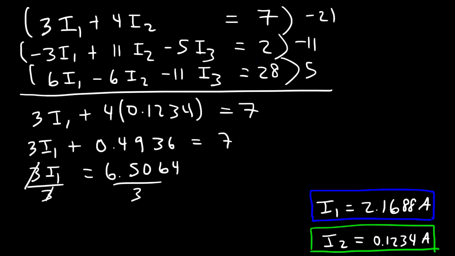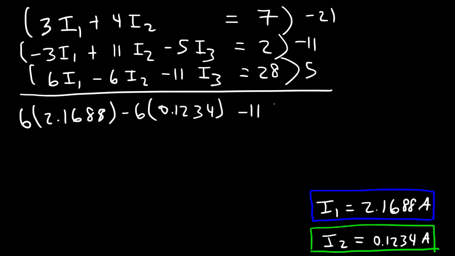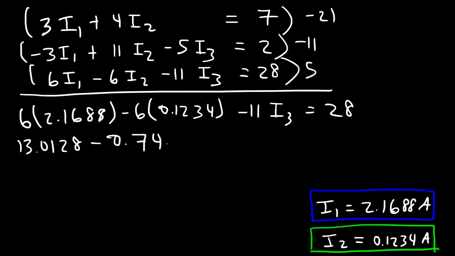And I'm going to use the third equation before multiplying it by 5. So this is going to be 6I1, or 6 times 2.1688, minus 6I2, and then minus 11I3, and that's equal to 28. So 6 times 2.1688, that's 13.0128. And then 6 times 0.1234, that's 0.7404.